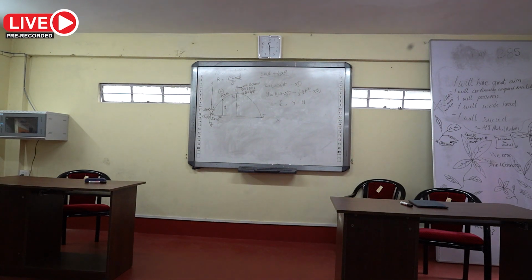Now, in how much time will it be at the top? Half of the time, because the path is exactly symmetric. So at time T by 2, the particle will be at the top. So at that point, what is the y coordinate? This height is called the maximum height of the projectile.